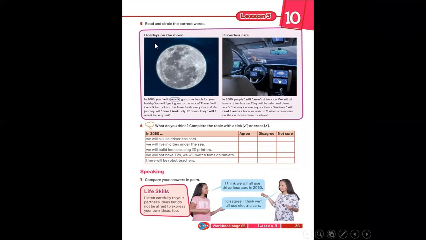So we come to this exercise. Read and circle the correct words. Here we will use "will" in order to give predictions about the future, but we are not sure of what will happen in the future. In the first part of this exercise, "Holidays on the Moon", try to read with me. Yasmin, try to read with me, please. In 2080.